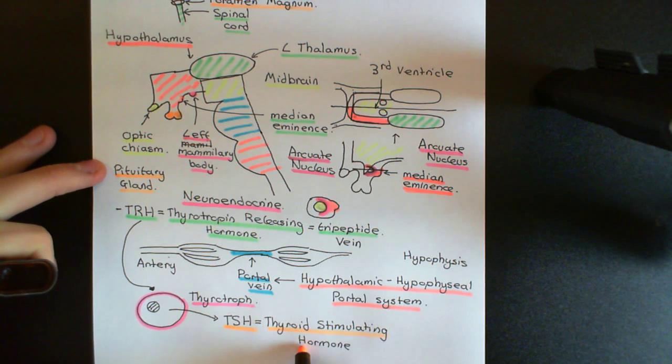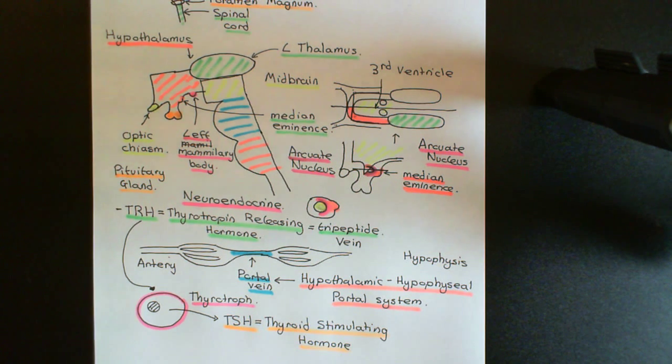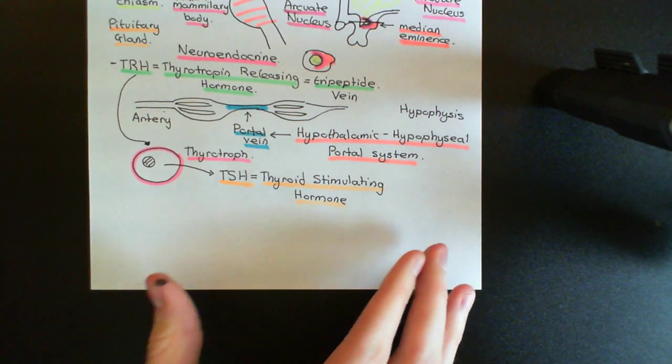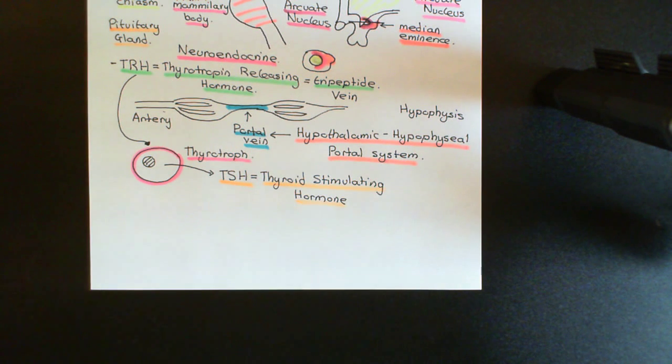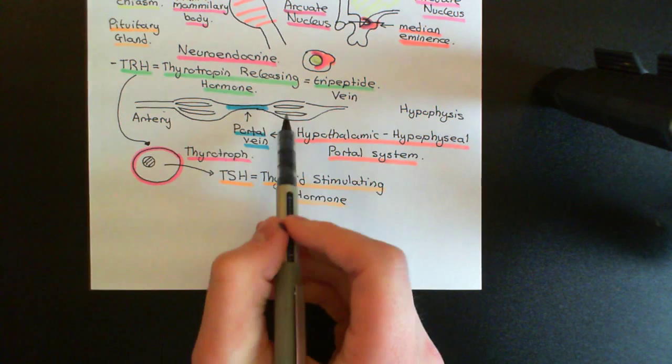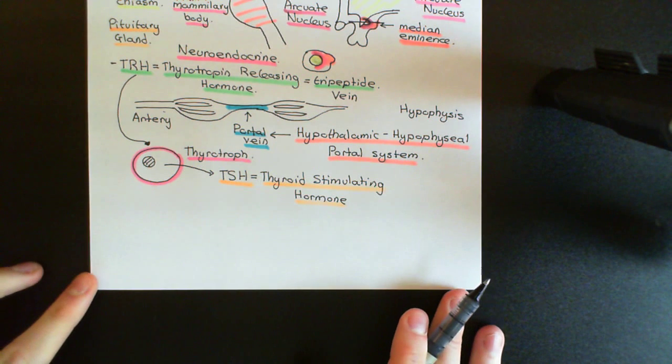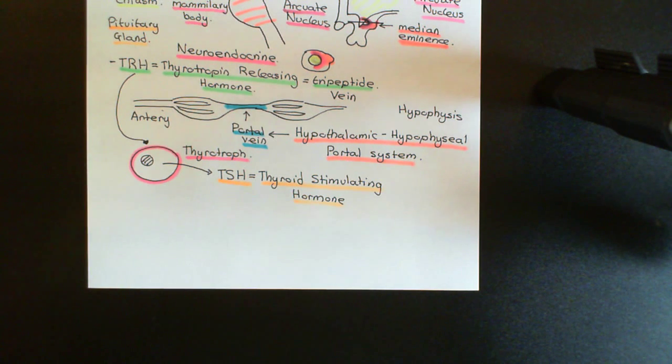Okay, so to summarize then, to get the thyrotrophs to release thyroid-stimulating hormone, you have the neuroendocrine cells in the median eminence and the arcuate nucleus of the hypothalamus releasing thyrotropin-releasing hormone, TRH, into the hypothalamic-hypophyseal portal system. This TRH is going to go down to the thyrotrophs in the anterior pituitary, and it's going to drive them to release thyroid-stimulating hormone into the bloodstream. The thyroid-stimulating hormone will go into the systemic circulation, so it will be put in here, and it will go into the veins here, and it will end up in the systemic circulation, and it will make its way round to the follicular cells of the thyroid gland.